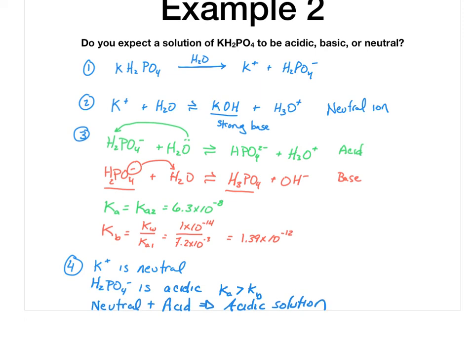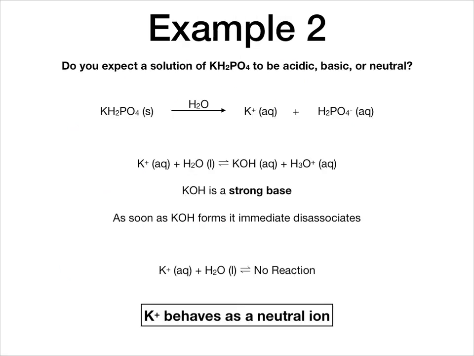Okay, so on the next slides, I'm going to walk through this more quickly in a typed up way so you can see it nice and neatly. My first step was to dissolve the salt into water, breaking it up into its ions. In my second step, I looked at how the cation reacted with water, and I found that it produced a strong base, which means that there is no reaction from the cation, and so the potassium is neutral.